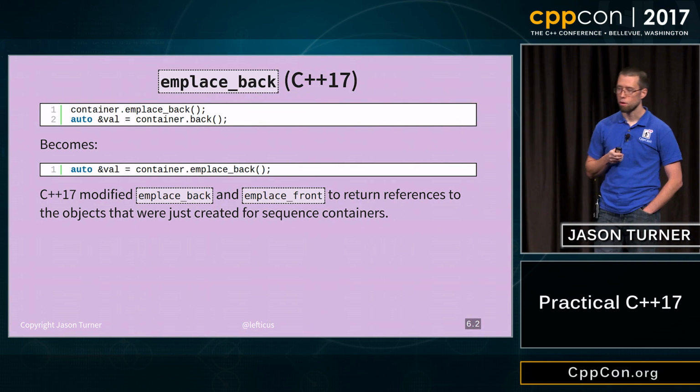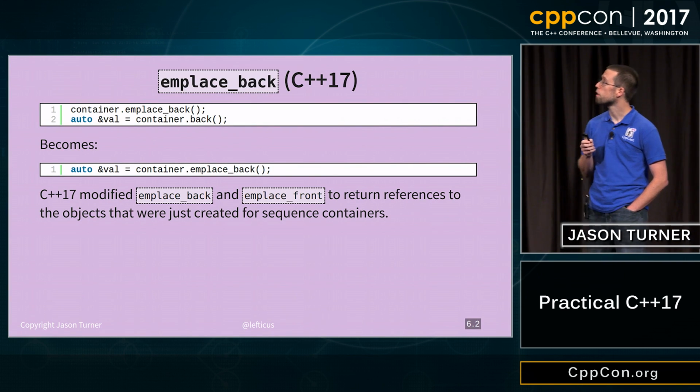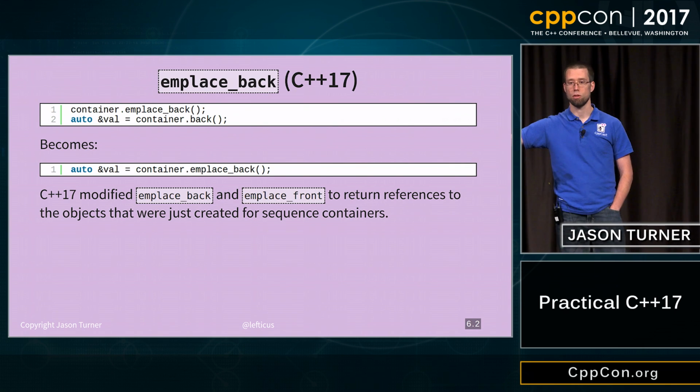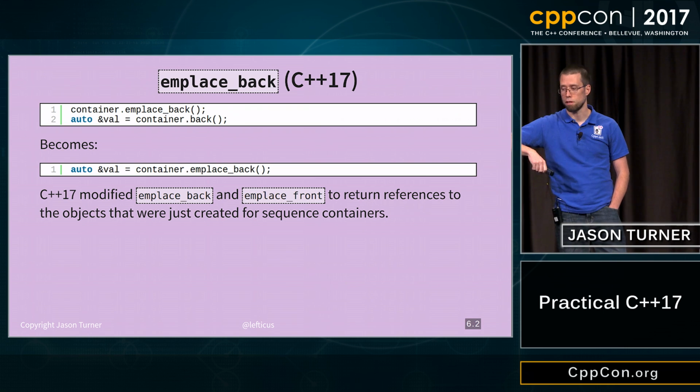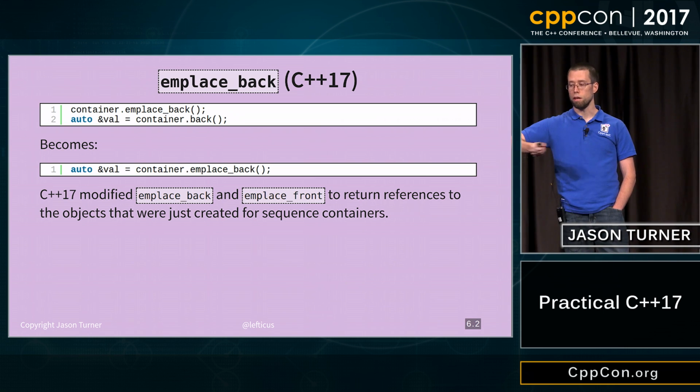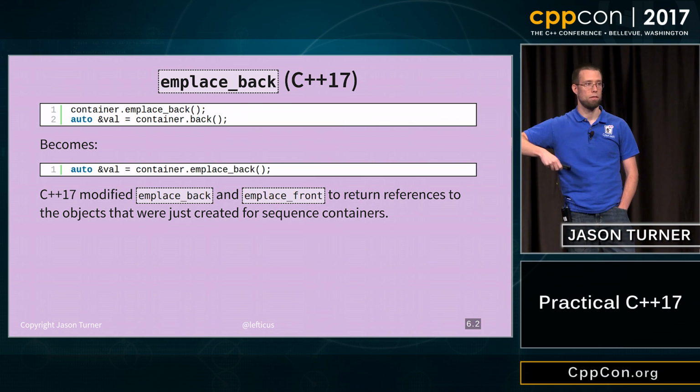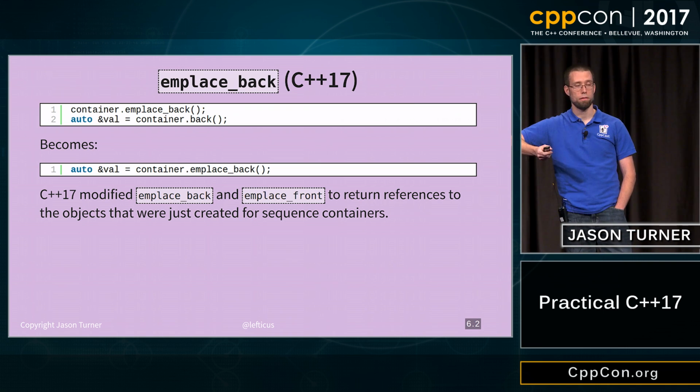The standard library also has a handful of changes. This is one of my favorites, even though it is the tiniest thing in the world. Emplace back in sequence containers was changed to return a reference to the thing that was just added. It's exactly like the slide shows in the second block. Emplace back is returning a reference, so I can have an auto ref and capture a reference to the thing returned. If you have a reason to add something to the back of a container and then immediately access it, this is neat. It's tiny, but it's neat.